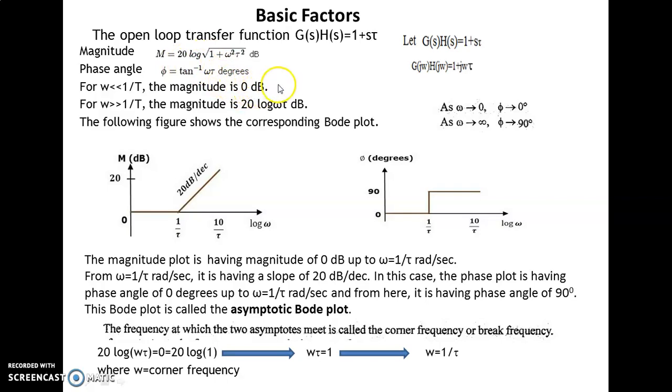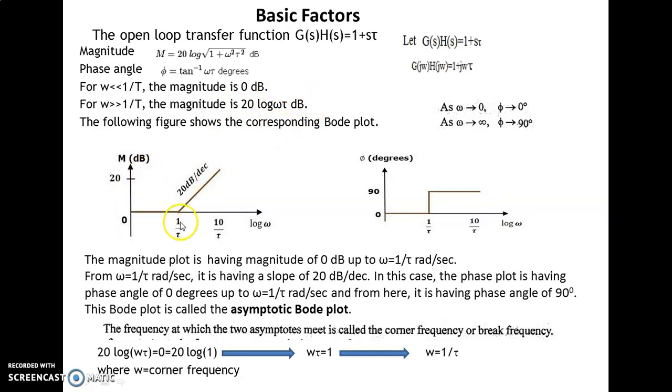Magnitude is 0 dB. If omega tau is very much greater than 1, at that time 1 can be neglected in comparison with omega tau, right? So magnitude is 20 log square root of omega square tau square. This square and square root cancel out, giving 20 log omega tau, that is in dB. Okay, this is the magnitude.